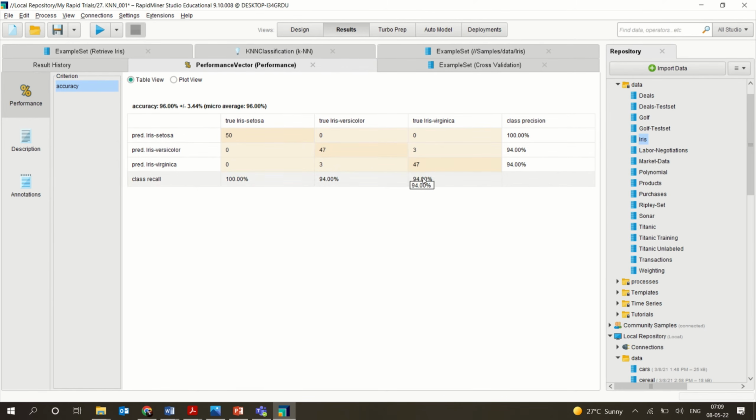Okay, so we have 94%. This is the precision and this is the recall. We will see about precision and recall in the coming classes, or I will put a video on that, so you will be able to understand it. So this is the confusion matrix.